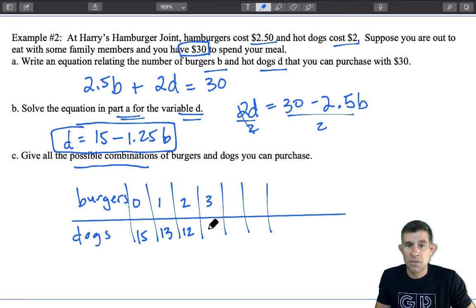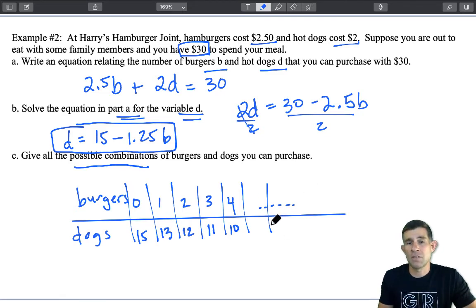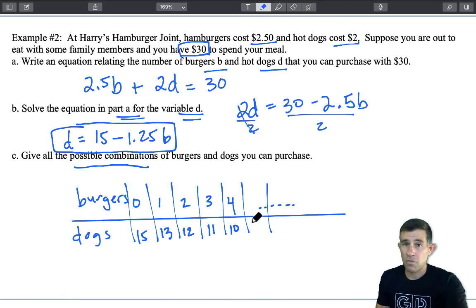At 3 burgers, I can purchase 11 dogs. At 4, I can purchase 10 dogs. So on and so forth. I want you to continue that pattern and see all the different combinations of burgers and dogs you can purchase for $30.